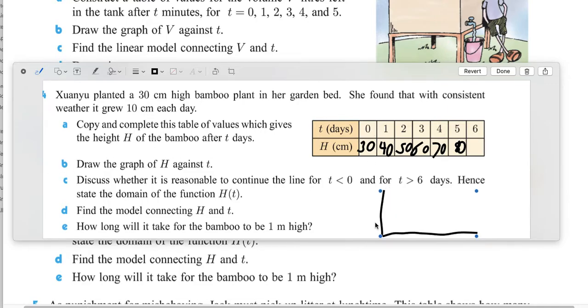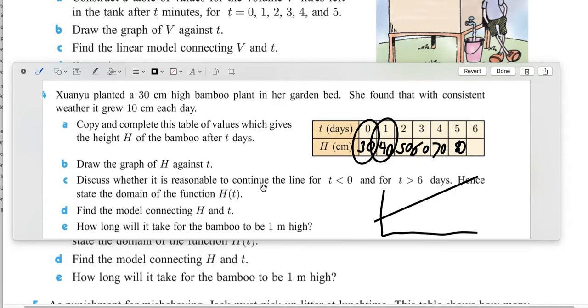We know that the first coordinate is going to be 0, 30. So we would draw the first coordinate here, and then it's going to go up 10 each time. So I would make sure I plot each of these coordinates. 0, 30 would be the first one, then 1, 40 would be the second one, and then eventually you're going to find that you have a straight line like this. It's going to have a positive gradient because the plant is growing, and it's going to have a positive y-intercept because it starts at a particular length which is not 0.